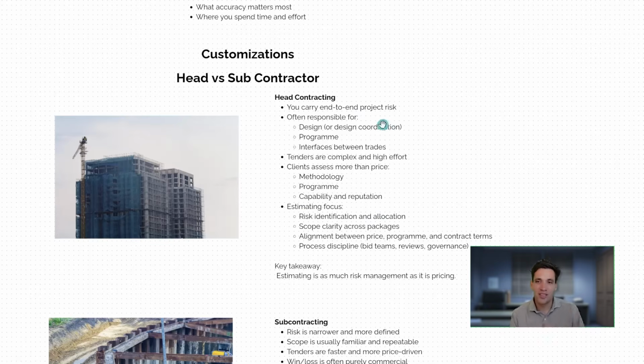So with head contracting, you're the one carrying end-to-end project risk. You're often responsible for the design, so most head contracting is detailed design and construction. You're responsible for the overall program, interfaces between trades and coordination. You have the negative that tenders are going to be more complex and high effort, but your clients are likely more sophisticated and they care about things like your methodology, your program, your capability, and reputation. You're going to also have more time to put into the estimating process.